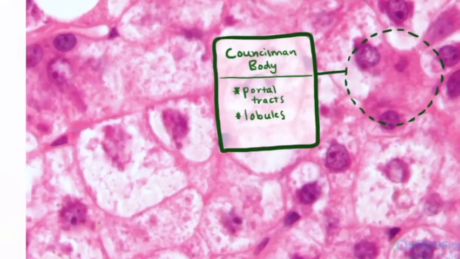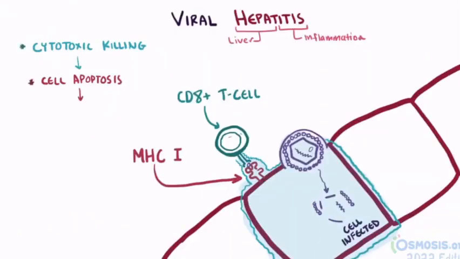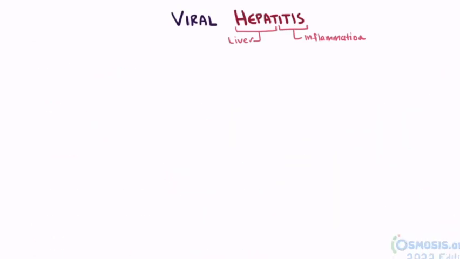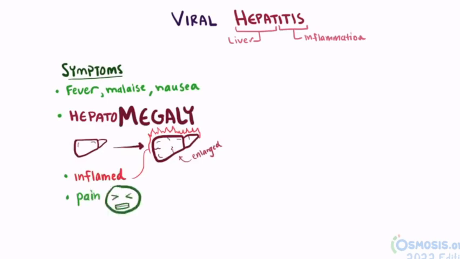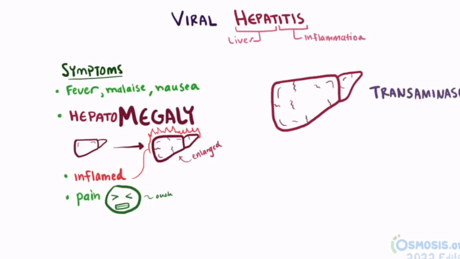This cytotoxic killing of the hepatocytes is the main mechanism behind inflammation of the liver, and eventually liver damage in viral hepatitis. As someone's hepatitis progresses, we'll see a couple classic symptoms related to your immune system mounting an attack, like fever, malaise, and nausea. Additionally, though, patients might have hepatomegaly, where their liver is abnormally large from inflammation, which also might cause some pain, right?